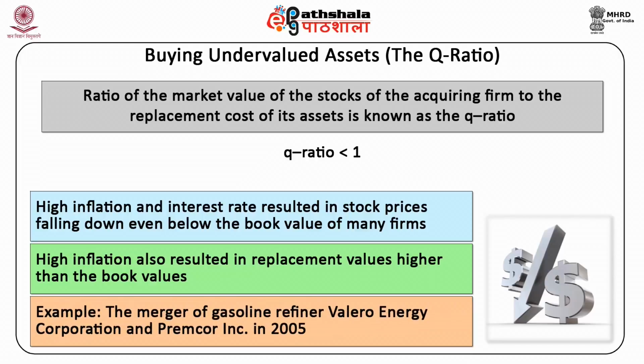The example illustrating this theory is the merger of gasoline refiner Valero Energy Corporation and Premcor Inc. in 2005. The merger, which involved an $8 billion transaction, resulted in the formation of the largest refiner in America. Valero benefited from this transaction as building a new refinery of equivalent capacity would have cost an estimated 40% more for Valero.